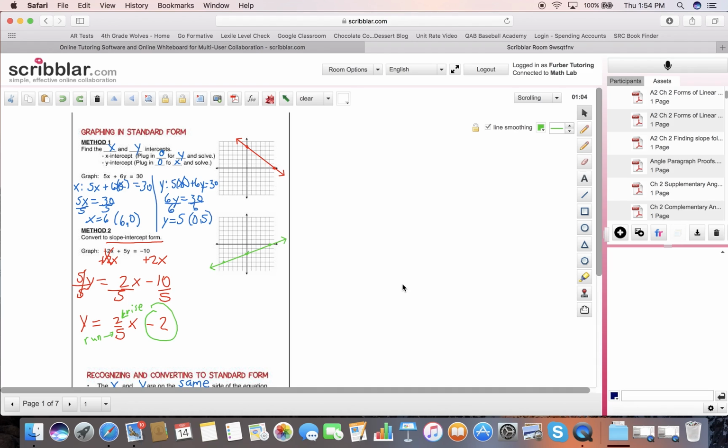So those are the three forms of linear equations: standard form, point-slope form, and slope-intercept form. Now we're going to move on. We're still going to be talking about linear equations, but we're going to talk specifically about linear equations that don't have an x and a y and what kind of lines those represent.